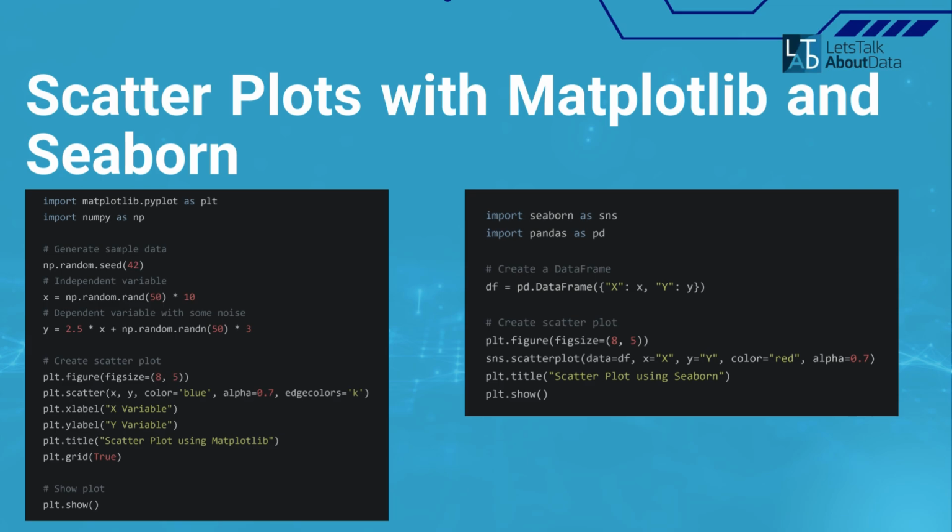Scatter plots are used to visualize the relationship between two numerical variables. We can create scatter plots using plt.scatter or sns.scatterplot. They help us see if there's a correlation or trend between variables.